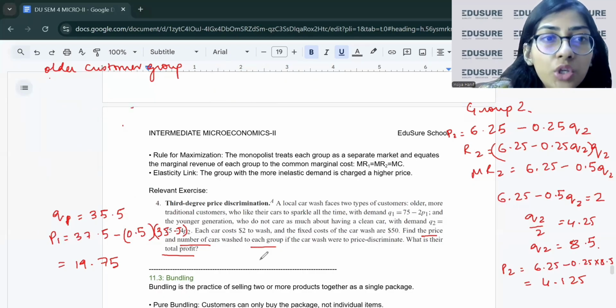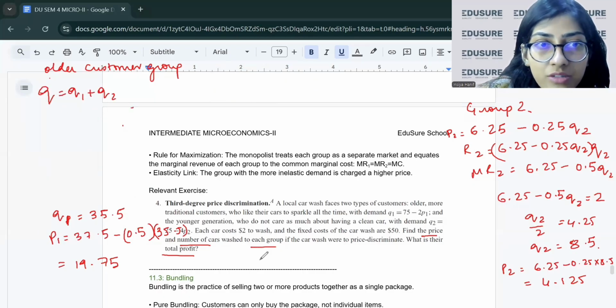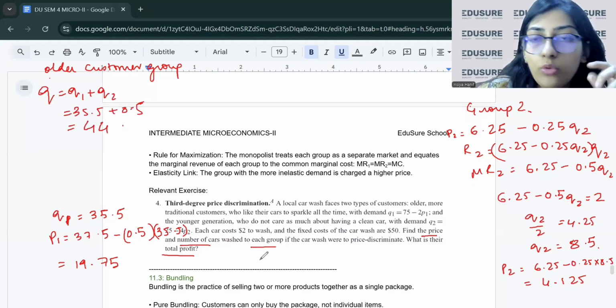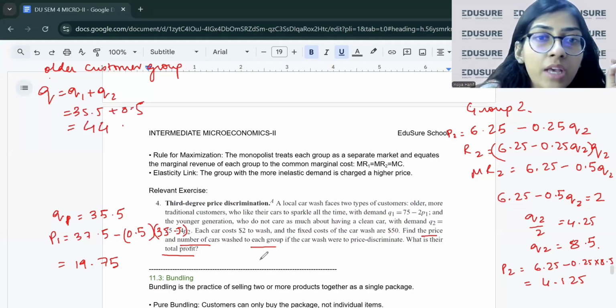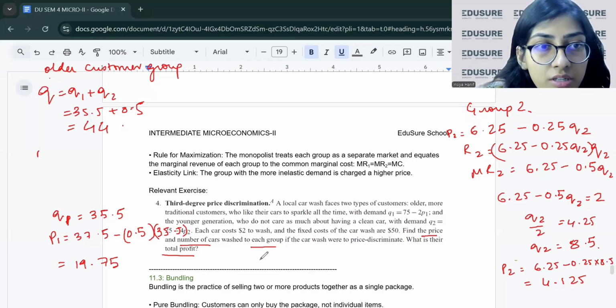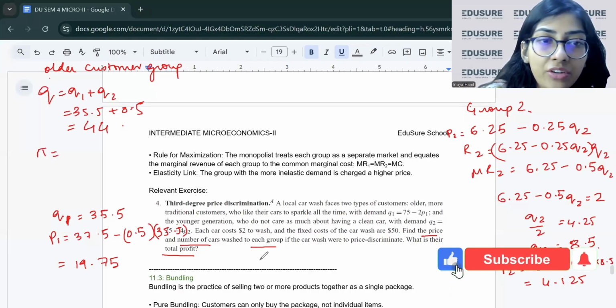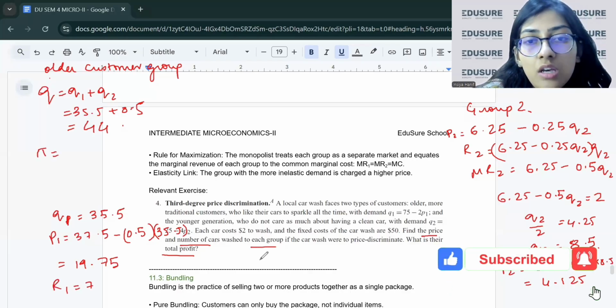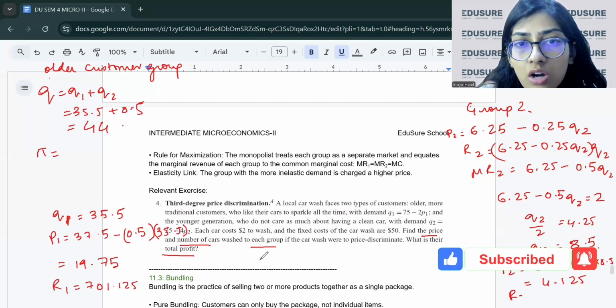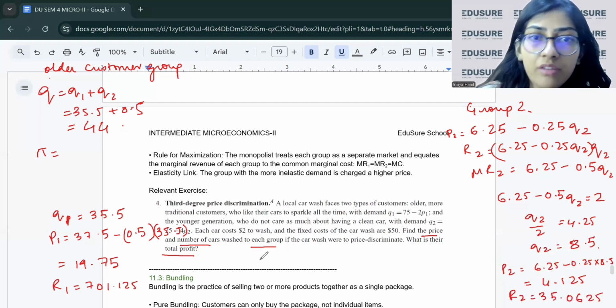Okay. So Q, which is Q1 plus Q2, that is going to be what? 35.5 plus 8.5, and this is equal to 44. So this is my total output. Okay. And total profit is going to be what? So you just calculate the revenue from here. So R1 is going to be 701.125. R2 is going to be 35.0625, right?